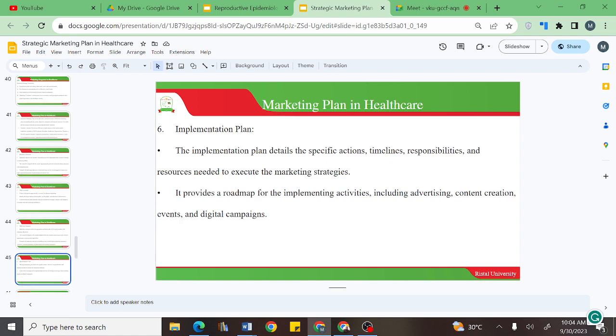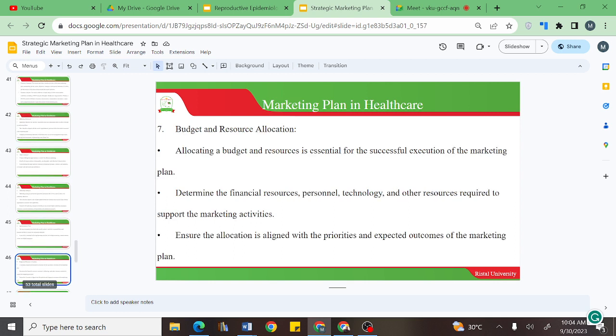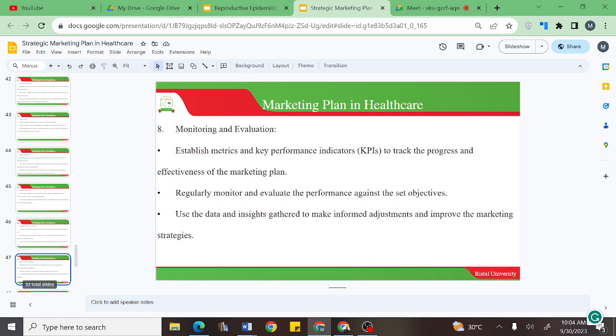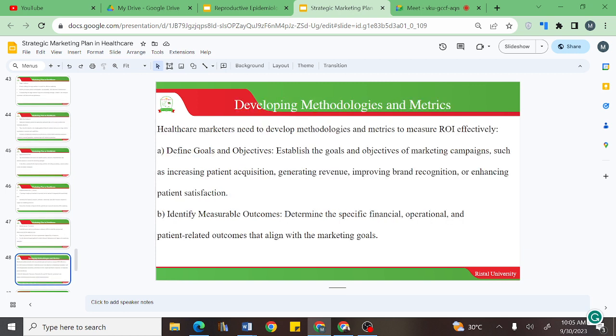Okay, and then you will have an implementation plan. What specific actions will be undertaken, and what are the time frames? Who is responsible for what, and what resources are needed? So the budget has to be written and has to be very, very clear. And then the last part is to do with monitoring and evaluation.